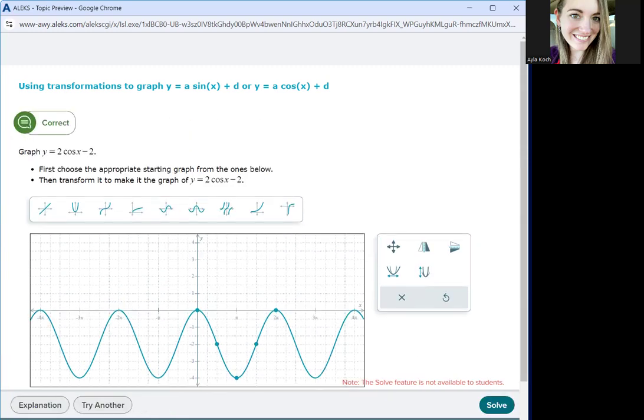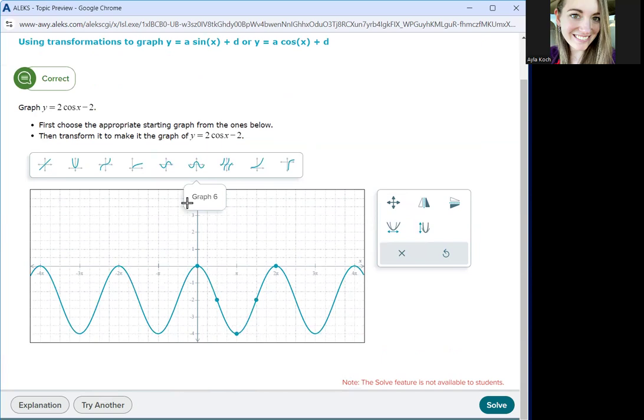Check. There it is. So just be careful. It was really easy to move it down 2 squares thinking it's 2 units. Silly things happen, but that's how those tools work.